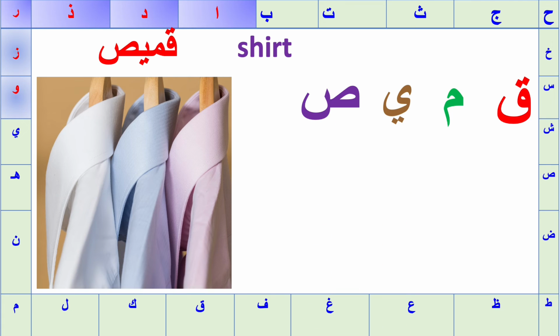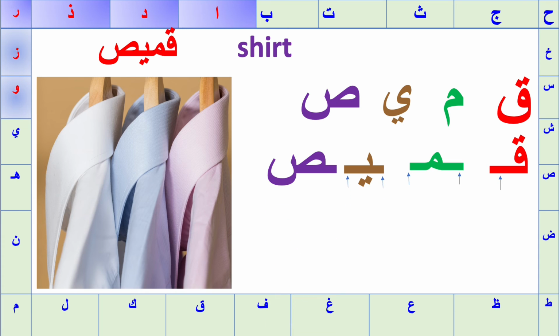Qamis. The qaf will extend so that it can join with the mim. The mim will extend at both ends so that it can join the qaf and ya. The ya also will extend at both ends so that it can join the mim and the sad. Finally, the sad. Qamis. The final written form, those letters will come closer to one another and join one another. Qamis.